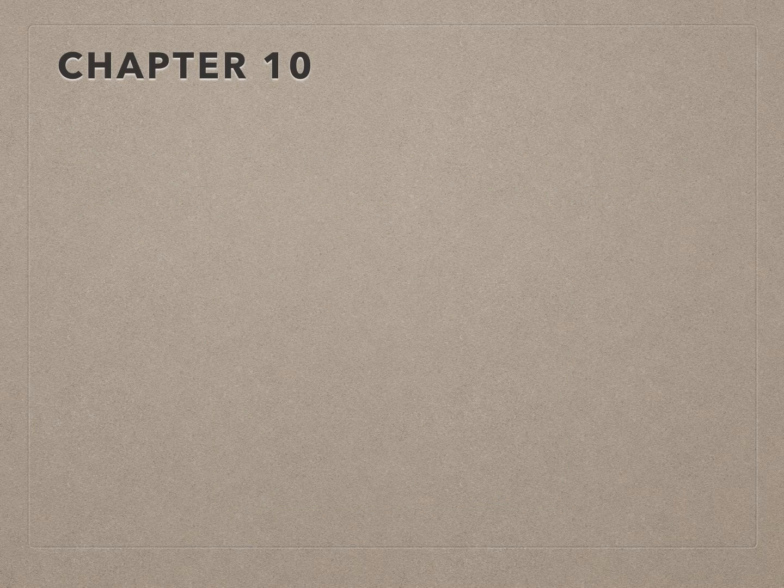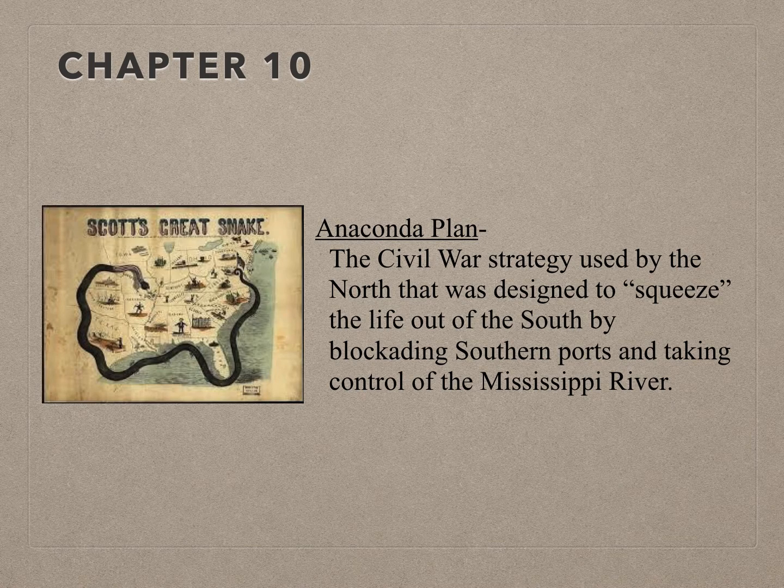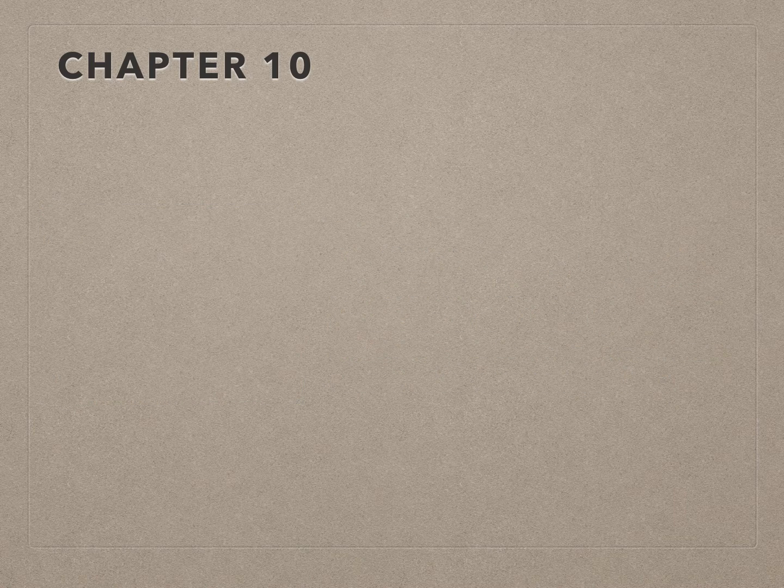Moving on to Chapter 10, the rest of Chapter 10, these terms are from the chapter that deals with the Civil War itself. And the first one we have is the Anaconda Plan. The Anaconda Plan was the strategy of the North in the Civil War. It was designed to squeeze the life out of the South, kind of like an anaconda attacks its prey. And it was going to do this by blocking southern ports, by taking control of the Mississippi River, and kind of cutting off the South and squeezing it.